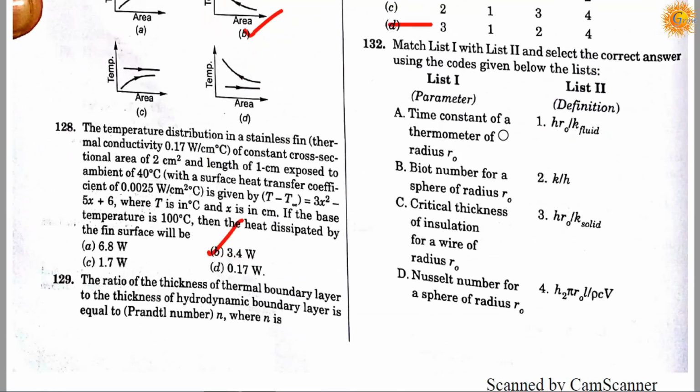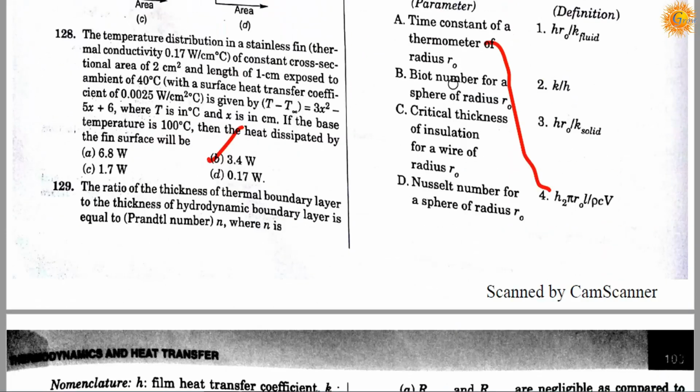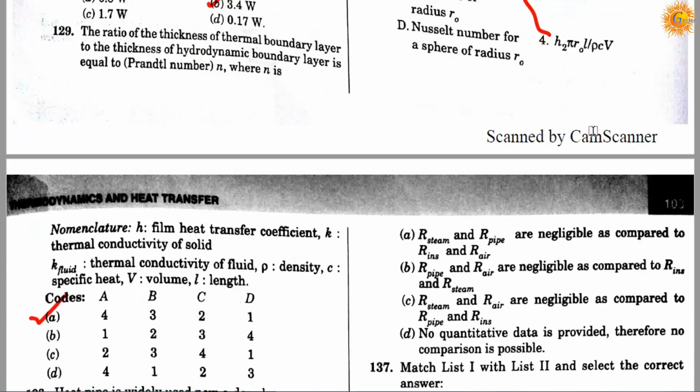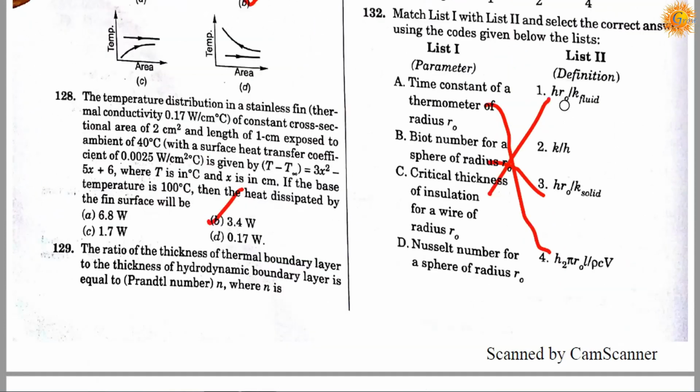It means the time constant of a thermometer of radius r subscript 0 will be h 2 pi r0 l divided by rho c v. Then B is connected to 3. The Biot number for a sphere of radius r0 is connected with this one, it means h r subscript 0 divided by K solid. And C will be connected to 2, it means the critical thickness of insulation for a wire of radius r subscript 0 is h r subscript 0 divided by K fluid.